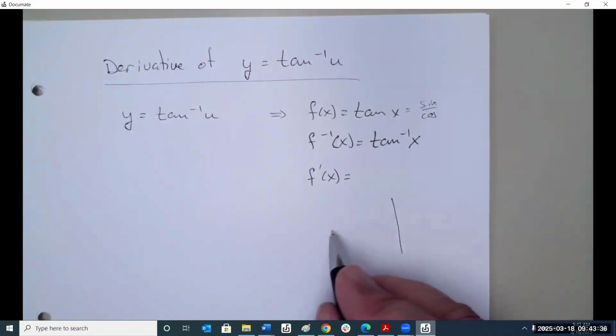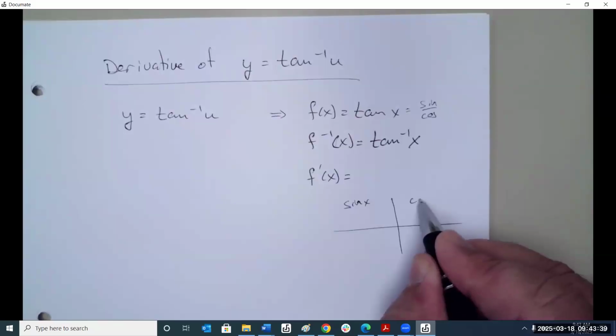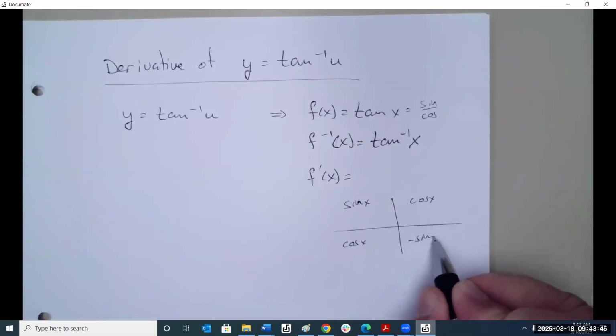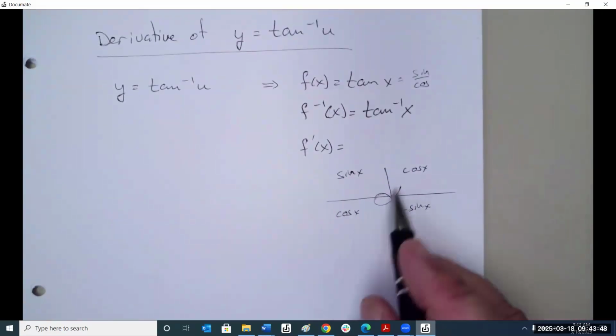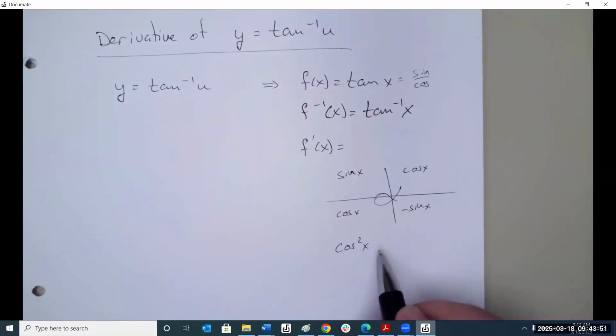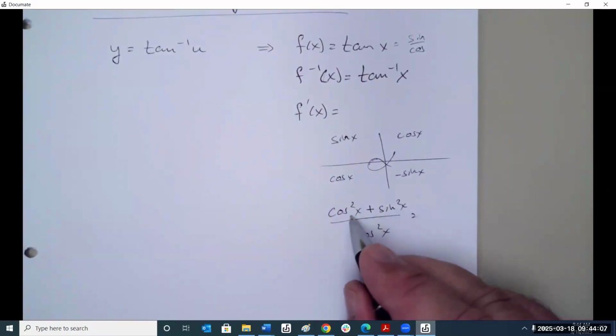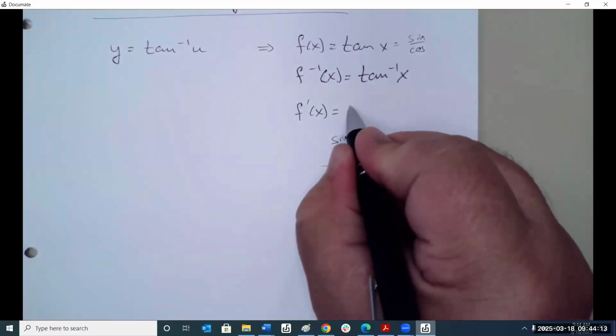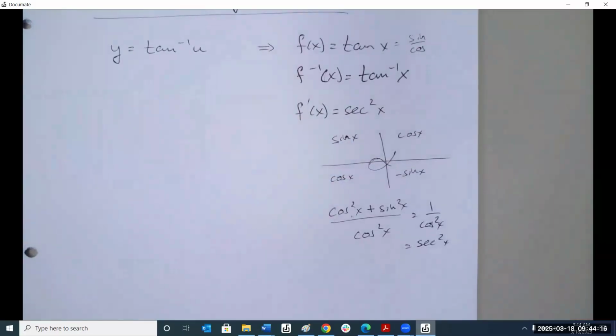So we have sine over cosine. Derivative of sine is cosine. Derivative of cosine is negative sine. So cosine squared x minus negative sine squared x, which makes it a positive sine squared x, all over the denominator cosine squared. So we have the identity cosine squared plus sine squared is 1. So it makes it into secant squared x. Again, you don't have to memorize these things. You can always figure it out yourself.